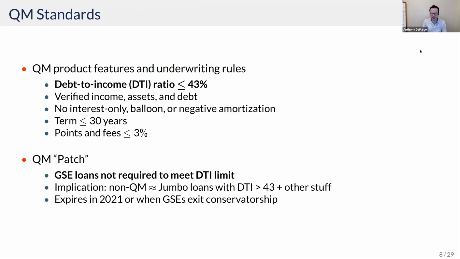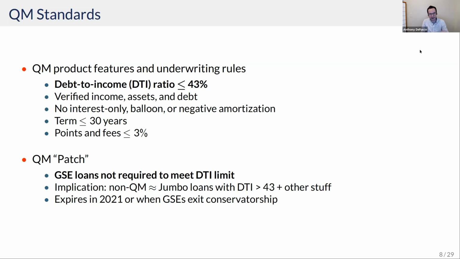Well, the feature of the definition of a qualified mortgage that we're going to focus on, the most important one, the most contentious one at the time that this law was passed, was that if you're going to call your loan a qualified mortgage, the debt to income ratio has to be less than 43%. So that's where this regulation on leverage comes in.